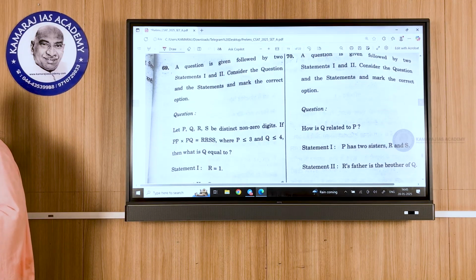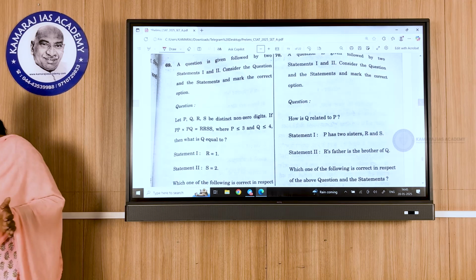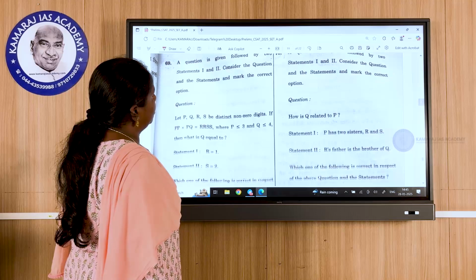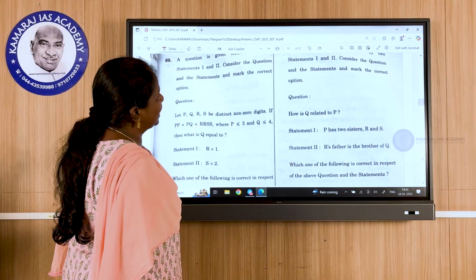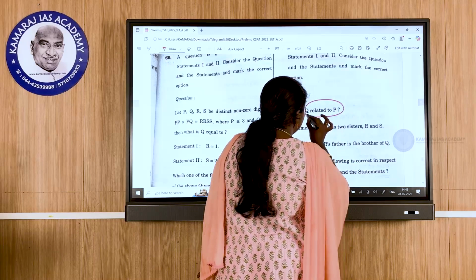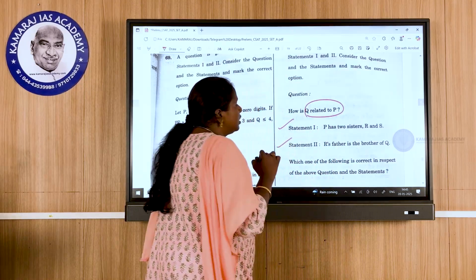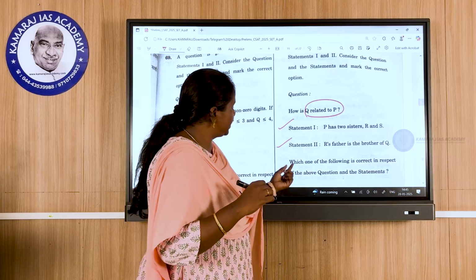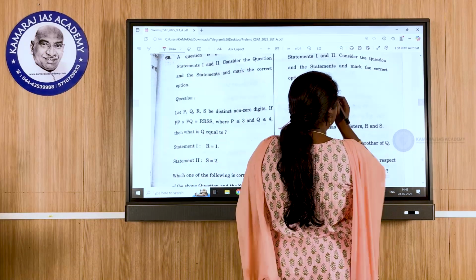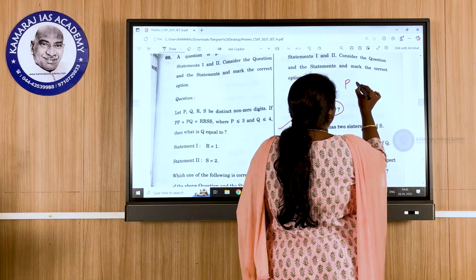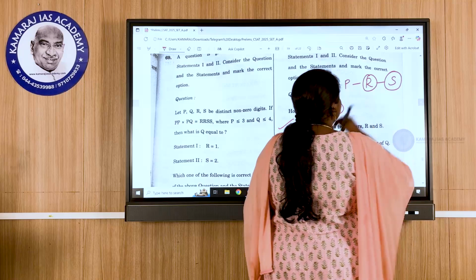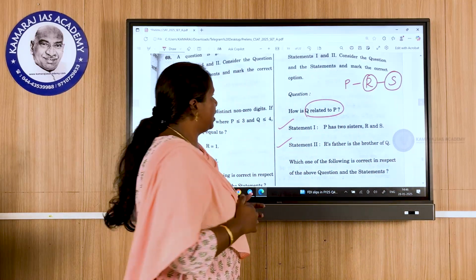And last, 70th question. Now see here, a question followed by two statements are given, right? How is Q related to P? This is your question, and I have both the statements. So you have to answer which one of the following is correct in respect to the question and statement, right? Now you have two statements: P has two sisters, R and S, right? I know the genders of two. P has two sisters, R and S.